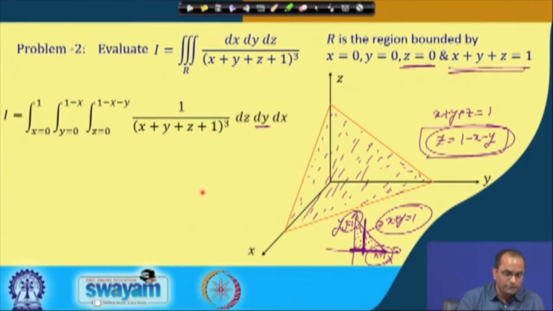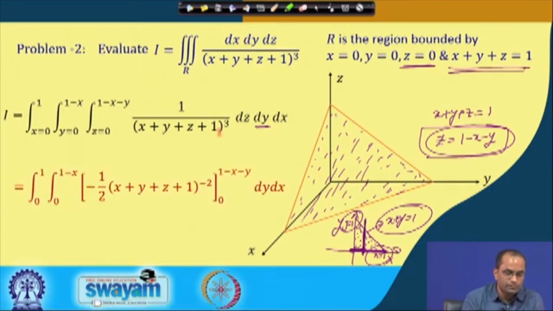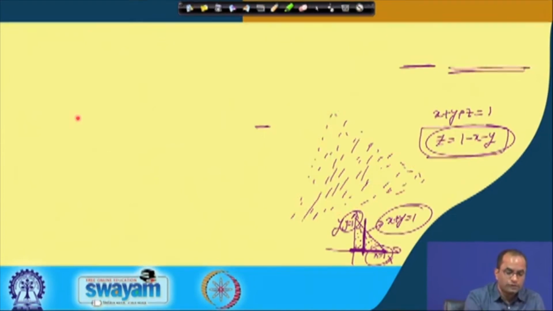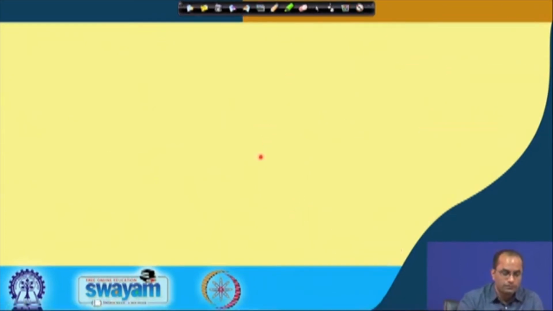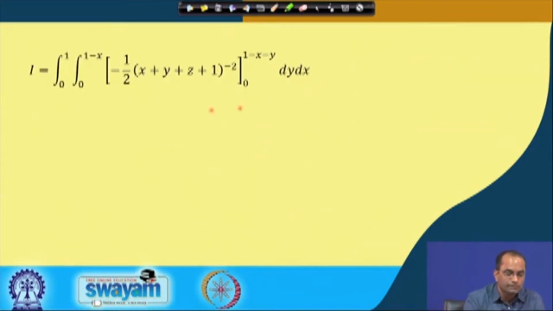Having these limits, now we can easily compute, because this is 1 over x plus y plus z plus 1 to the power 3 here, which we can integrate. So we will get minus power 2, from 0 to 1 minus x minus y. So this is the integral we want to evaluate now.